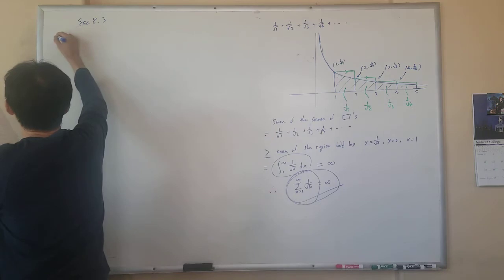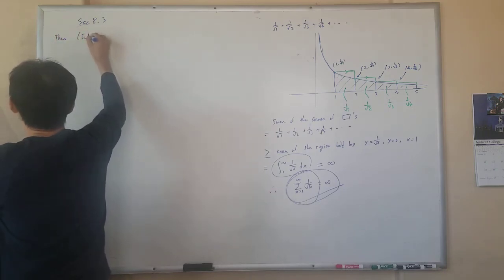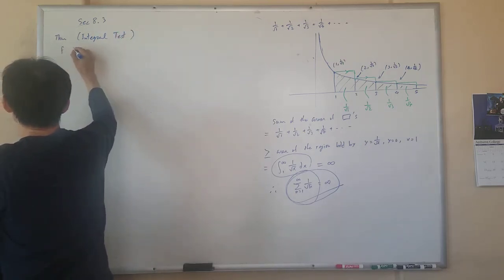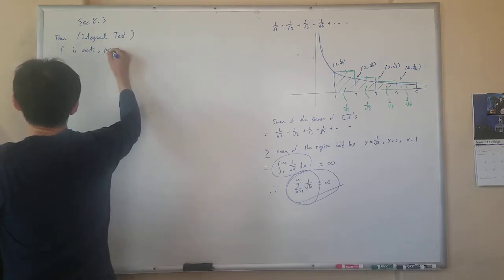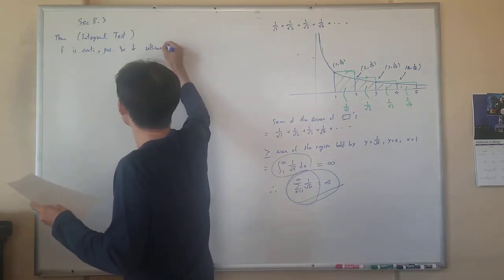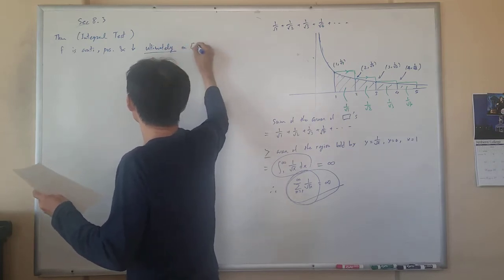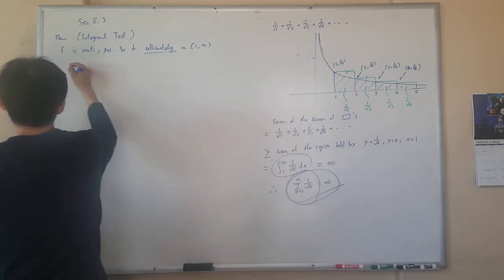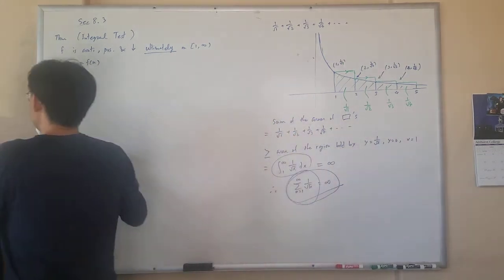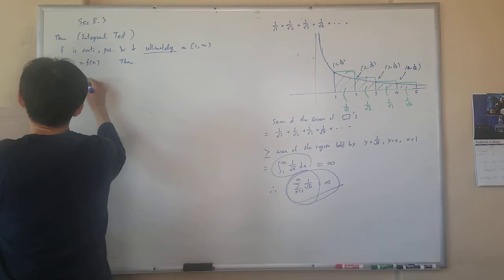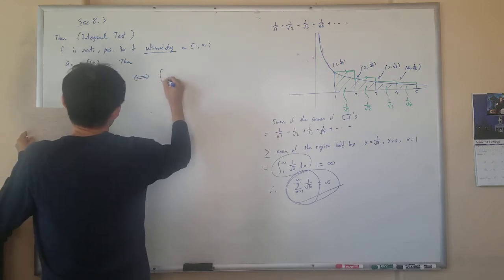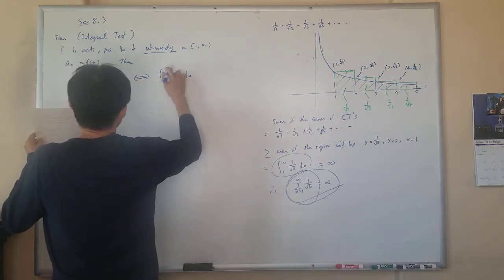So, theorem, integral test. So I'm going to cut to the important thing. F is, let's say, continuous, positive, and decreasing, here I say ultimately, on 1 to infinity. And our a_n is derived from the function f, as usual. Then convergence of this series and convergence of this integral is equivalent.